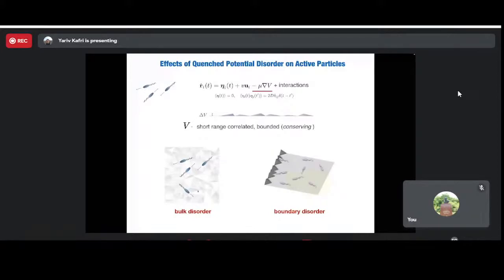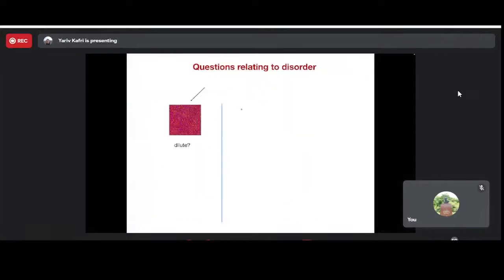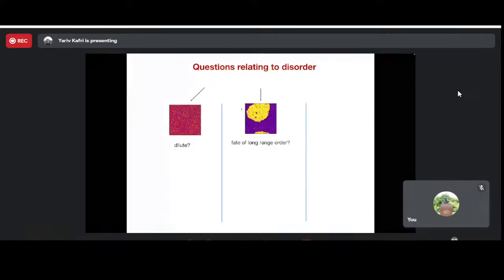Okay, so before telling you the results and how we derive them, I want to set the questions that we want to address. So we open a stat mech textbook and we ask, what can we ask about the disordered system? So the first question is, you have a dilute system, you add disorder, what happens to the dilute phase? The second question is, I have an ordered phase, for example, the phase separated state. I add disorder, is the phase stable against the presence of disorder? Namely, can I have phase separation in the presence of disorder?